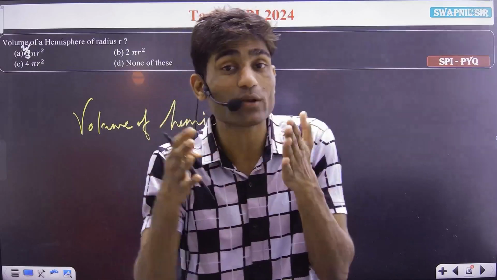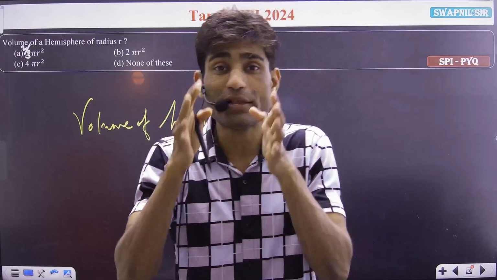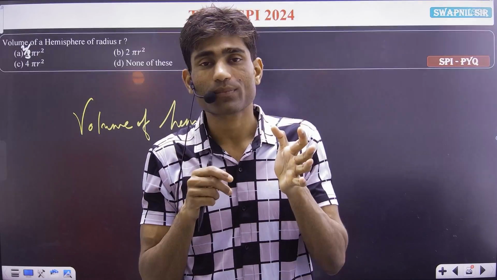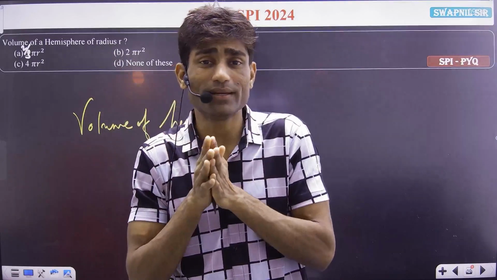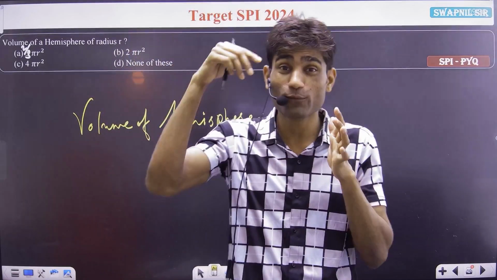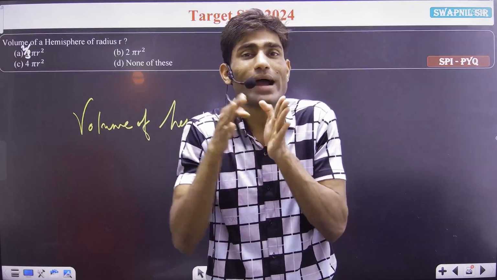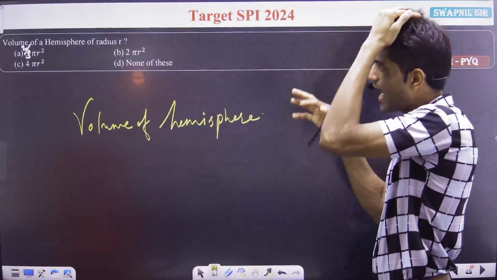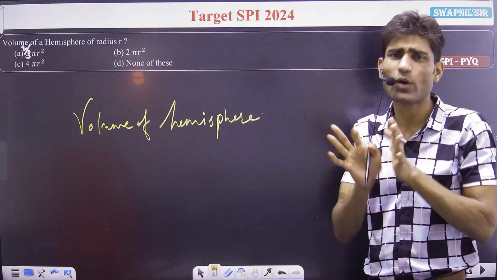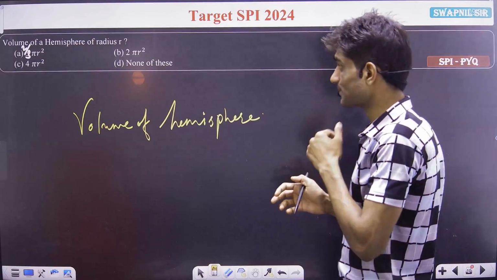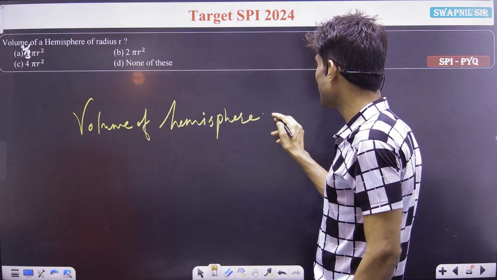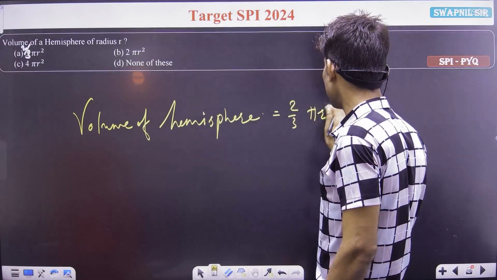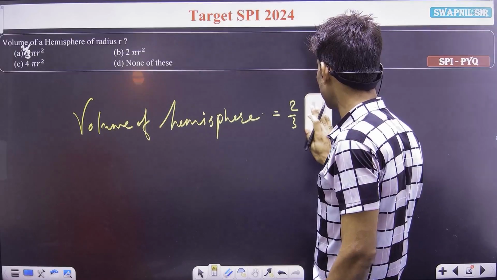Sometimes you will get a question like: what is the volume of a cube with edges a centimeter? Then you need to understand the formula for a cube, and write the formula for the cube as it is. Similarly, I added this formula-based question because I found a similar question in your SPI exam. So the volume of a hemisphere, we know that, is 2 by 3 pi r square.